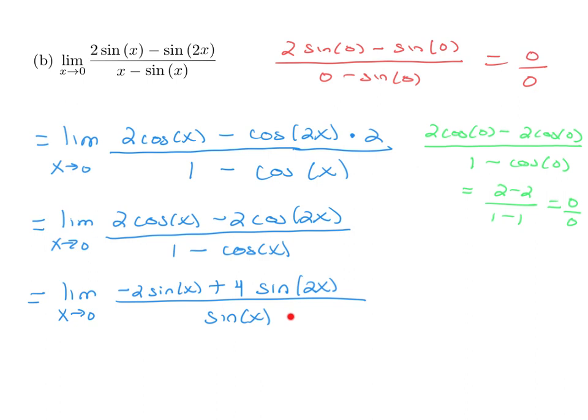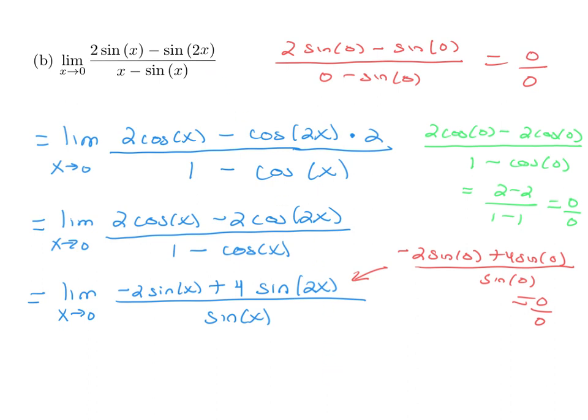Does this exist? Again, we get another 0 over 0. If you look at this, this is minus 2 sine of 0 plus 4 sine of 0 all over sine of 0. That is 0 over 0. Okay, I think maybe this will be the last time. I'll apply L'Hopital's rule one more time, and if that limit exists, it'll be equal to all of these, including the one that we started with.